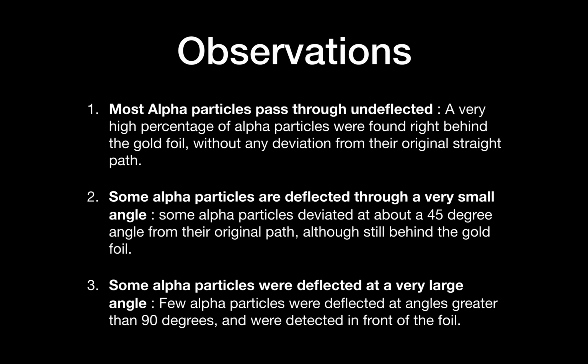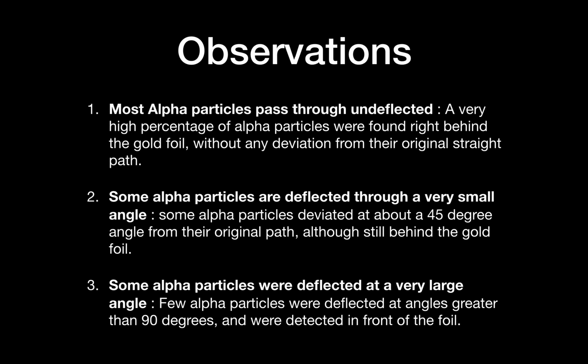So what were the observations? The first observation was that most of these alpha particles passed straight through undeflected. So most of the particles were found right behind the gold foil, as if they went perfectly straight through the gold foil, completely undeviated. They were unaffected by the presence of the gold foil.